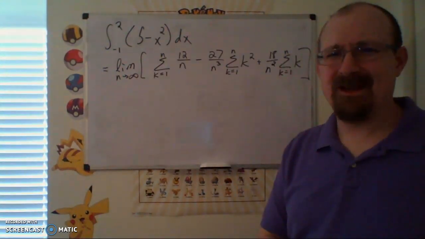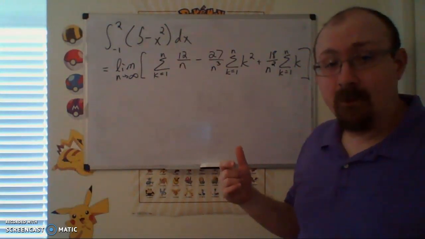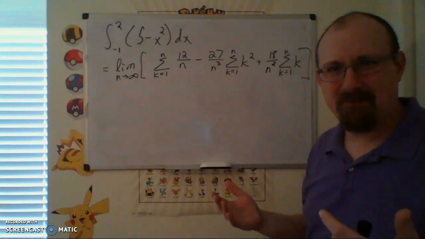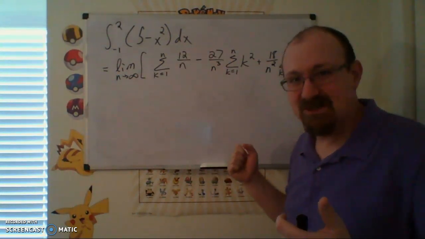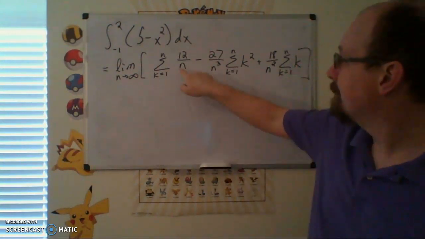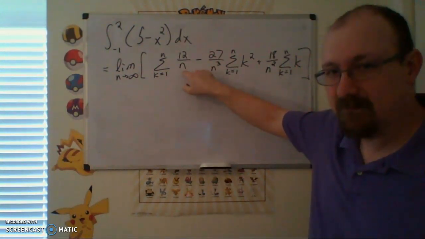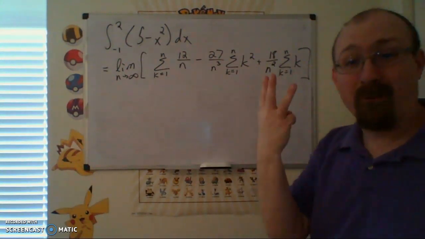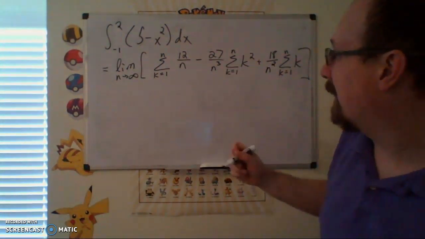Those jump cuts are kind of tingly. Anyway, so I've gone ahead and taken the liberty of breaking this summation up into separate pieces across the subtraction and the addition, pulling out the stuff that doesn't depend on k. So we have 12 over n sitting inside this first guy. We've got a k squared here, and then a k. So we're going to need 3 of our summation formulas from our handout.